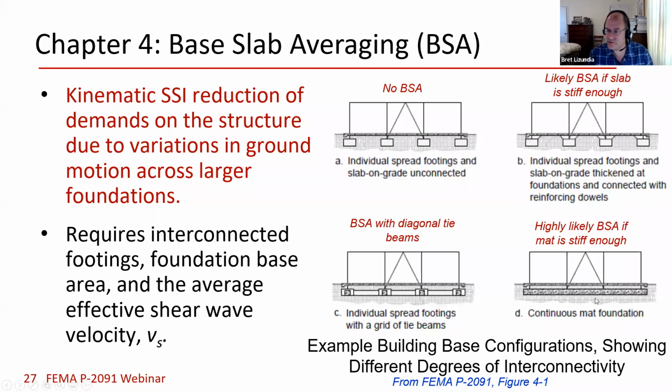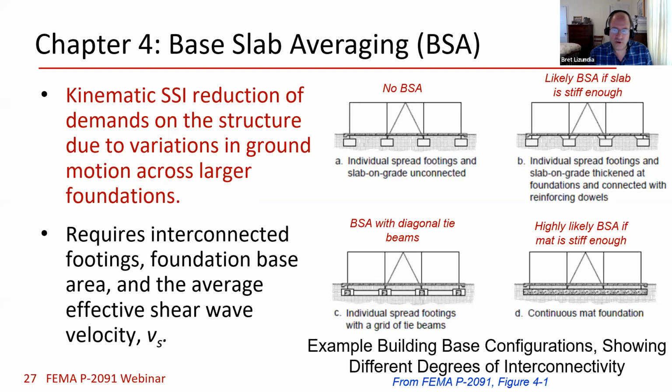So the extreme and best version would be where you have a mat, maybe on soft soils, and you needed the mat as your foundation system. That's almost always going to qualify. You'd have to have something really unusual, like the world's thinnest mat, to make that not true.